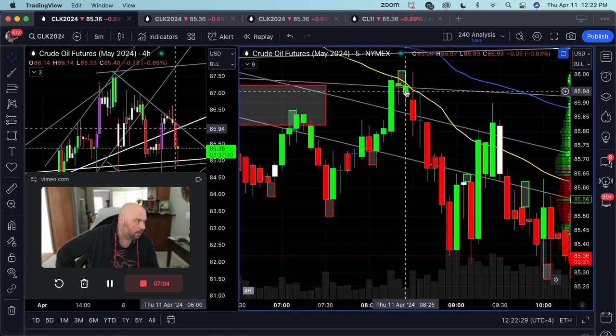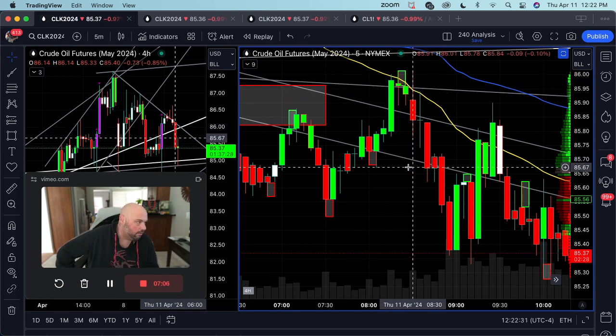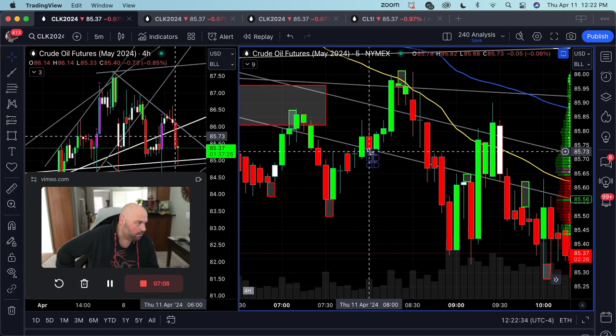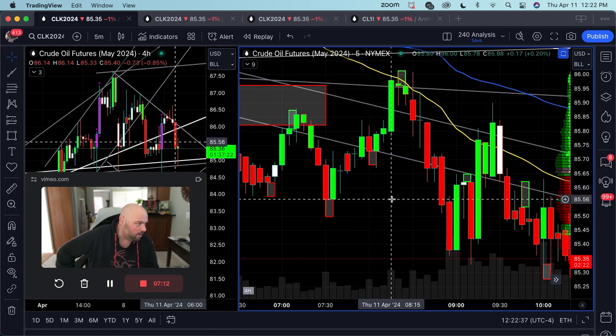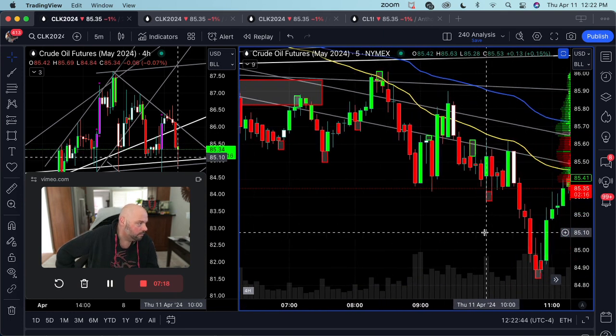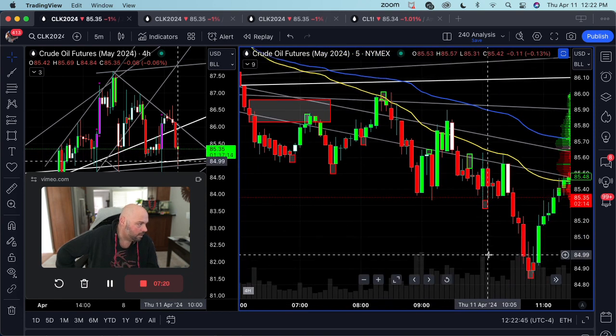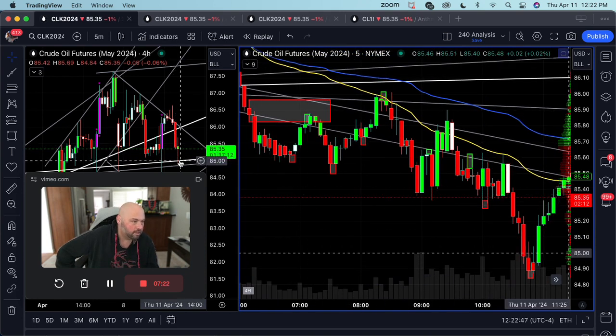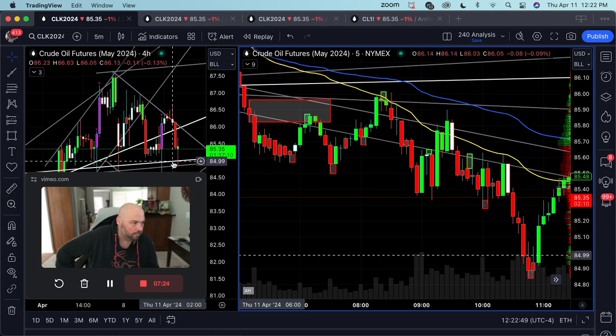But if I'm right, where do you think my targets are here? Right here at this buying absorption, or selling absorption rather. Right here at this selling absorption. And then, what am I targeting? 85 bucks. I'm targeting these levels right here.